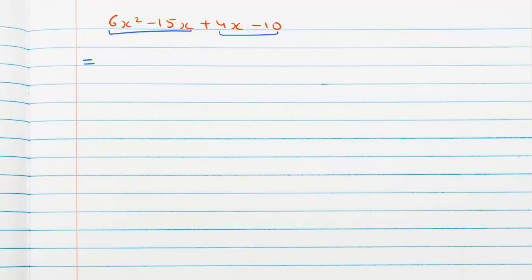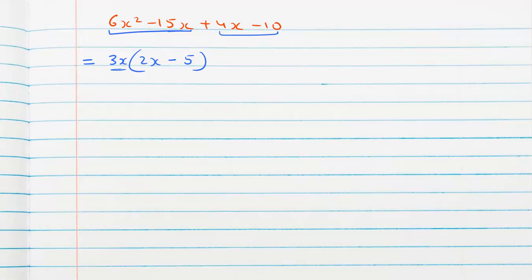So in the first term, you can see what is common between 6 and negative 15. Well, the only common thing except 1 is 3. And for the variables, x squared and x, x is common. So inside will be 2x, because 3x times 2x is 6x squared. Then a negative sign, 5, because 3x times 5 is 15x. We don't need to put x over here because x is already outside.